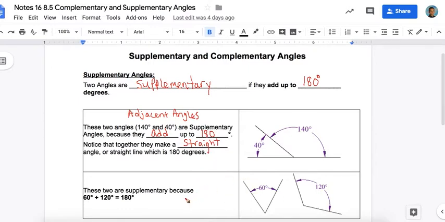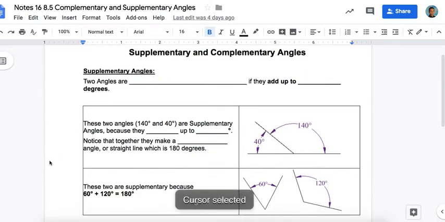Now, these two are supplementary because 60 plus 120 equals 180. Okay, so they don't have to necessarily be adjacent angles. You can just call these supplementary because they add up to 180 degrees. So let's take a look at the two questions.